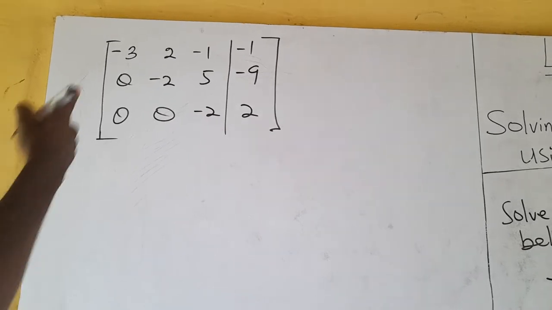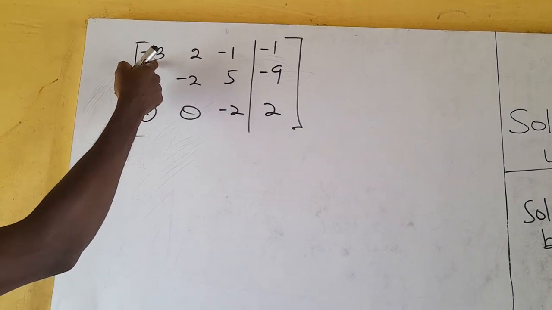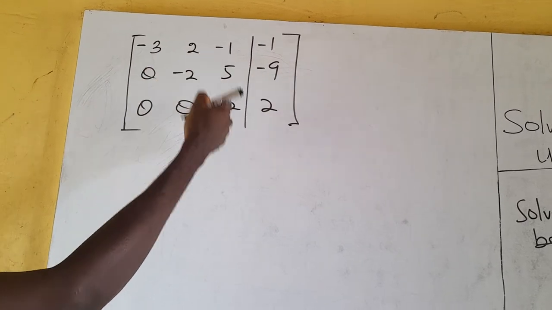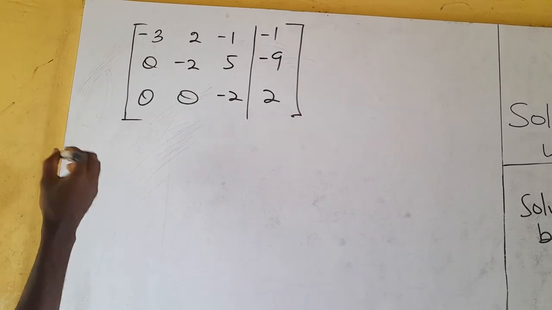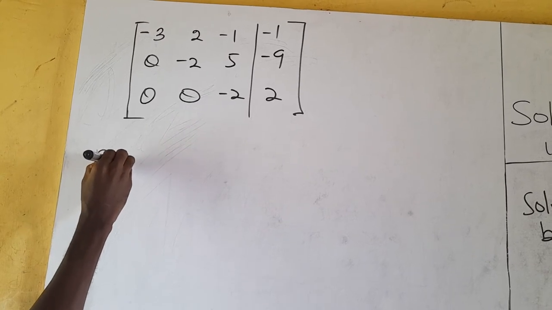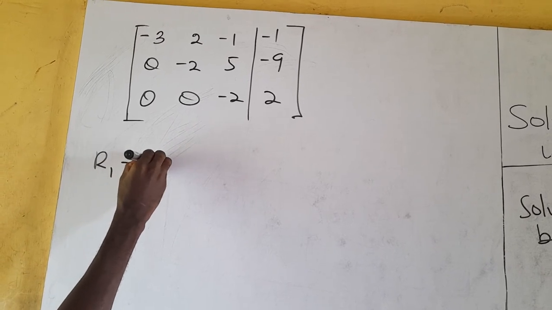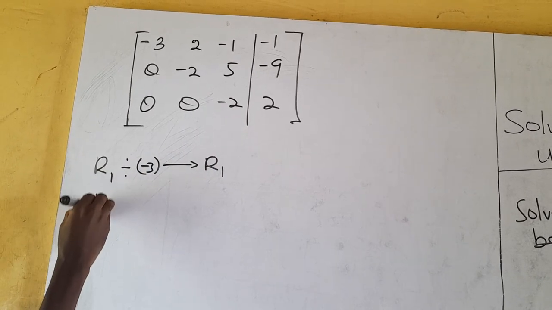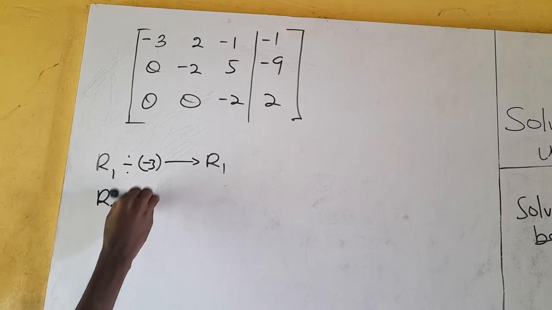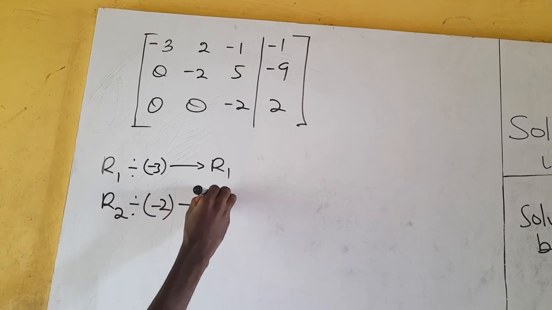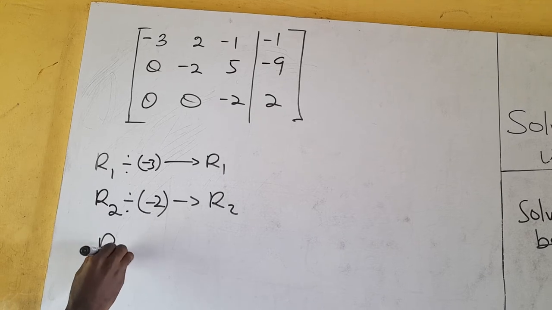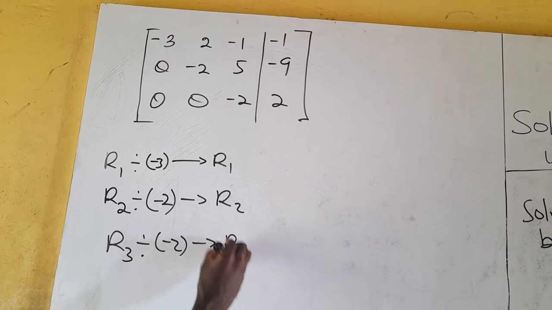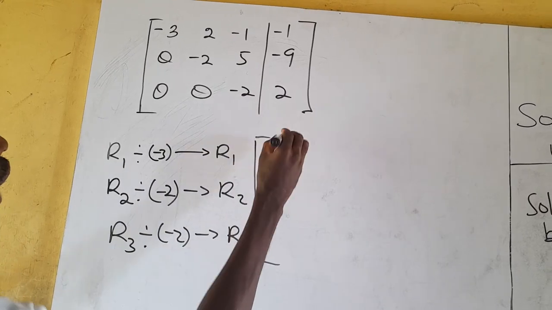So, when we divide this by negative 3, we'll get 1. When we divide this by negative 2, we'll get 1. And when we divide this by negative 2, we'll get 1. So we said R1 divided by negative 3 should go into R1. Then R2 divided by negative 2 should go into R2. And R3 divided by negative 2 should also go into R3. So that's what we'll do. So all will be affected.